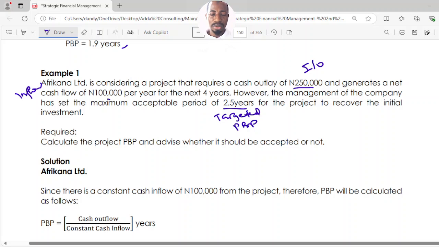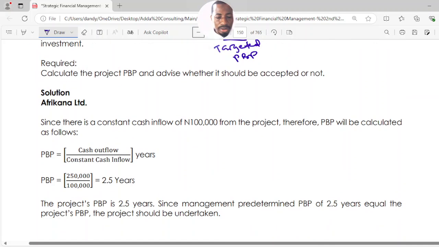So what am I supposed to do? This is a very straightforward kind of question, because examiner has made life so easy for me by giving me the constant cash inflow of 100,000. Initial investment is 250,000. Constant cash inflow is 100,000. Remember, I mentioned that where you are given regular cash inflow, payback period is computed as the ratio of cash outflow to cash inflow. That is, just divide the 250,000 by 100,000. That will give me 2.5. All right. So let's work it out. So see our solution here.